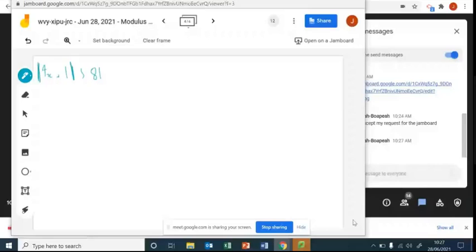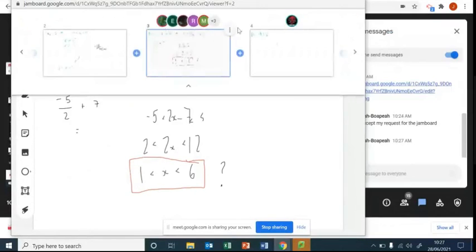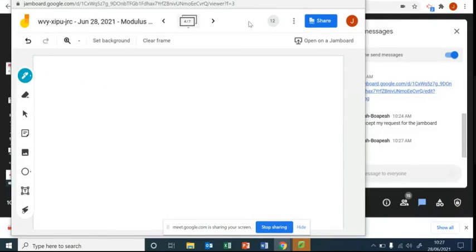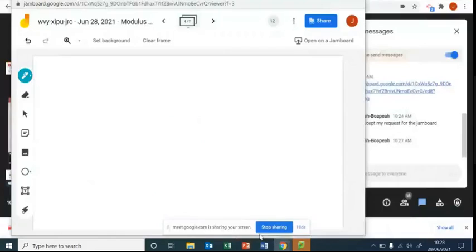Okay, so I'm going to go on the fourth slide to re-explain the number 2 question. What was the number 2 question? 2x minus 7 is less than 5. The modulus of 2x minus 7 is less than 5.